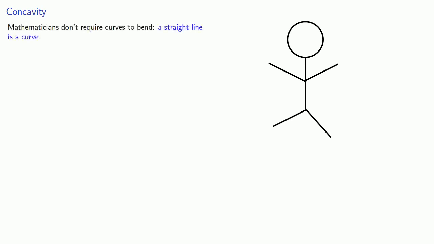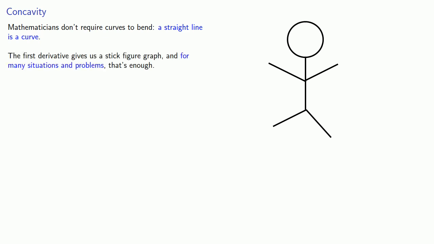Now, all of the graphs we've produced have been essentially stick figures, and for those of limited artistic ability, such as myself, these stick figures are the epitome of artistic expression. And in fact, if we're drawing a curve, these stick figures are often enough to convey the essential features. And in general, mathematicians don't require curves to bend, and so a straight line is a curve. And the first derivative gives us a stick figure graph, and for many situations and problems, that's enough.